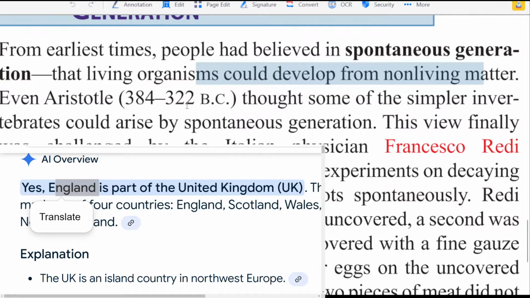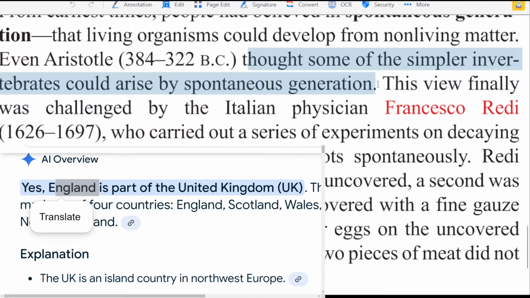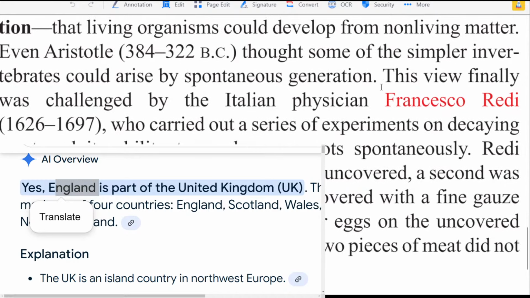Even Aristotle, wow, he is ancient, 384 to 322 BC, thought some of the simpler invertebrates could arise by spontaneous generation. Okay, so even he thought so. They were invertebrates, meaning they were at micro levels. So I can understand if he thought their reproduction came out of nowhere, because their eggs were just so small.